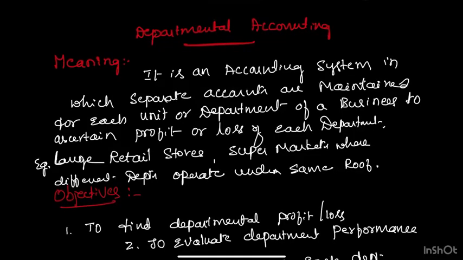Today I'm here with another interesting concept, that is departmental accounting. As we have branch accounts, we have another concept, that's departmental accounting. A department is a little different from a branch. Branches are opened in different areas, whereas departments are the different divisions which are managed and maintained under a single roof by a single organization.